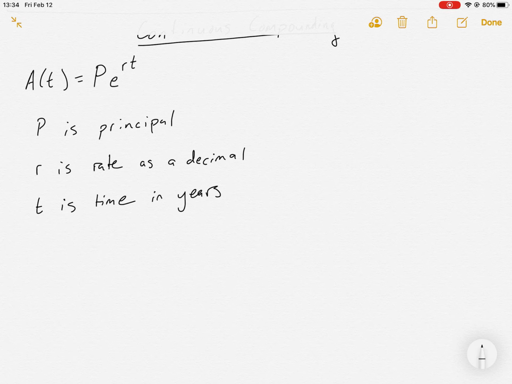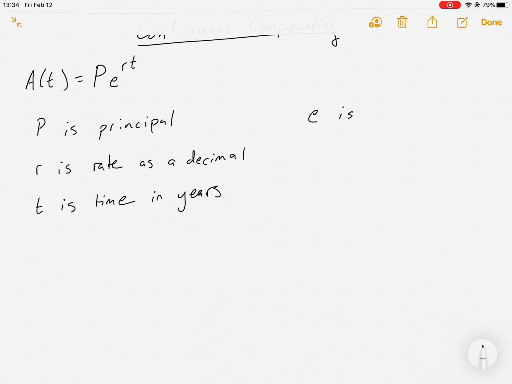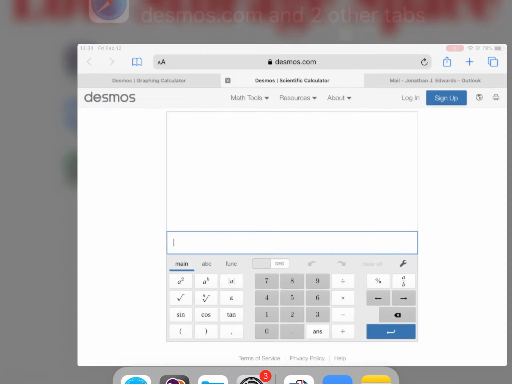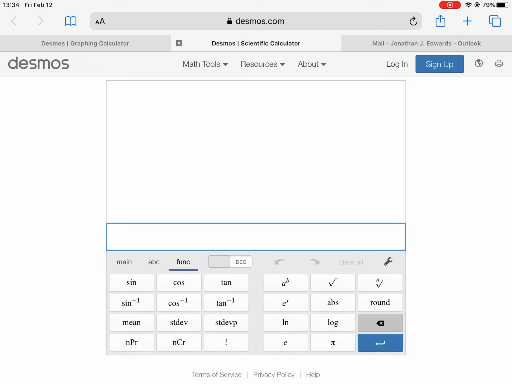All right, so let's go ahead and do an example. Oh, and e is just a number. It's kind of like the number pi. If you take a look at a calculator, here's my Desmos Scientific Calculator. Over here where it's main, there's ABC, and then there's function, or func for function. You'll see that I can click down at the bottom there, there's an e. e is about 2.718, etc. Just like pi would be 3.14, e is 2.7.